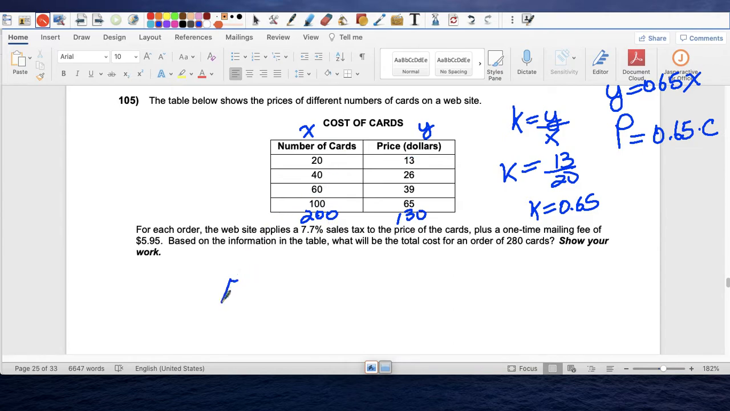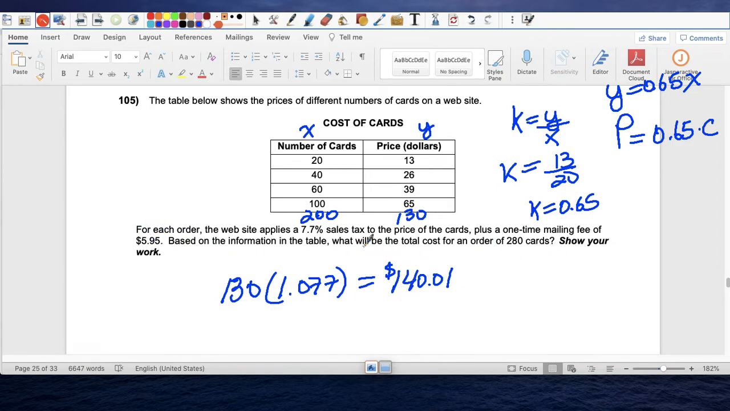Anyways, so 130. We're going to apply a 7% tax. So that's going to take me to 1.07. So the price of the cards, including the tax, will be 130 times 1.07. That's going to give me $139.10. So the price of cards with the tax is this. Now, I also have to, it's 280 cards.